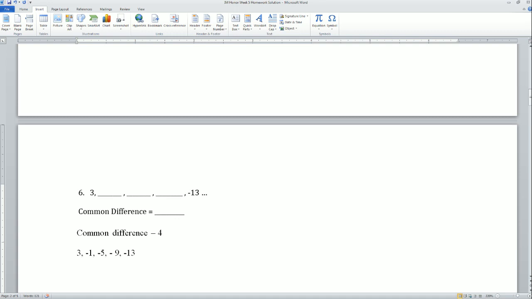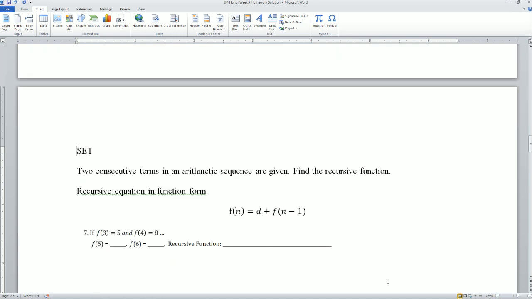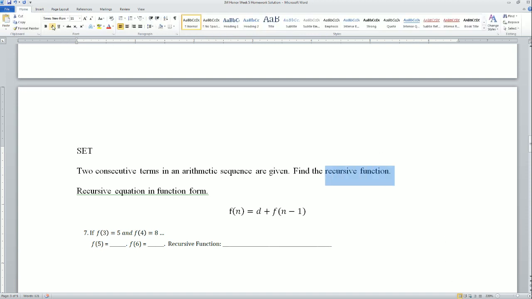Alright, so next we have two consecutive terms in an arithmetic sequence are given. Find the recursive function. So here's the recursive function. They're asking to find the recursive function of the arithmetic sequence. What I have here is the recursive function for the arithmetic sequence. Please understand that the D stands for the common difference. So you have to find the common difference.